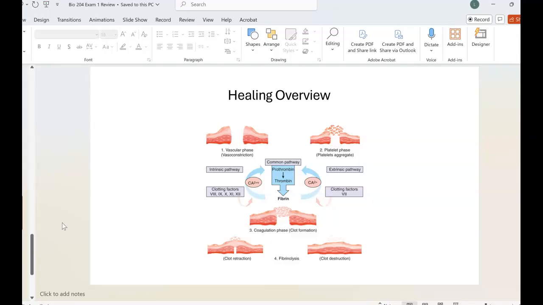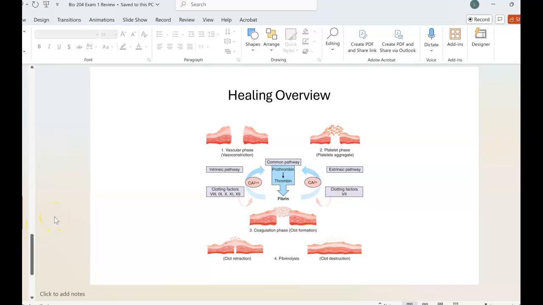And then finally, we're going to have fibrinolysis, break down the clot. We don't want this clot to keep building where now it could block off our blood vessels. And then eventually we're going to have repair. So this is a little overview of all of those pathways that we talked about.